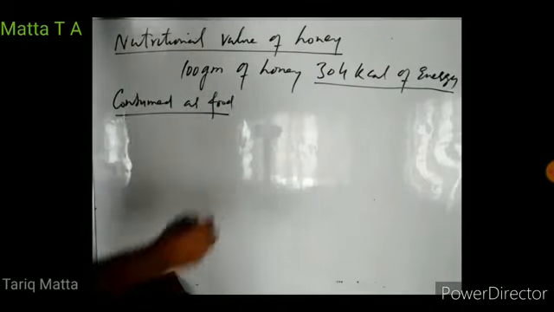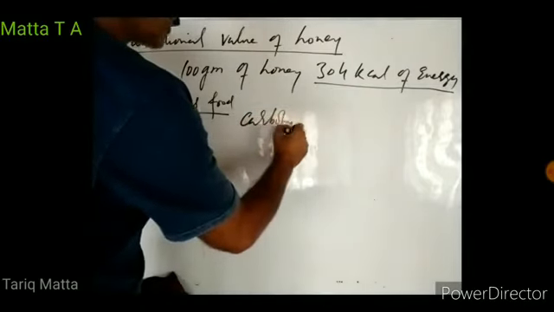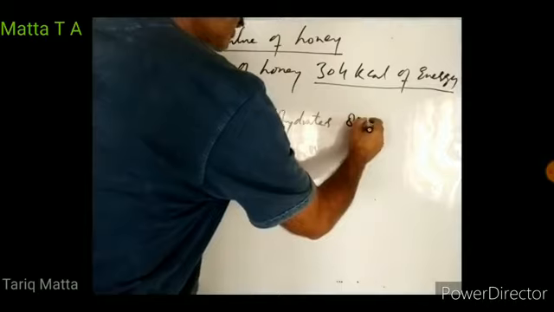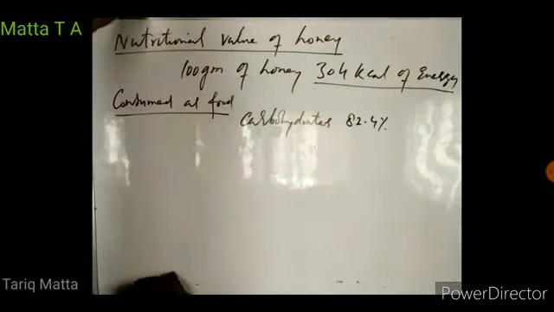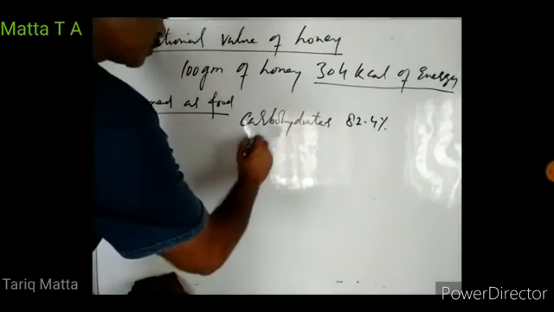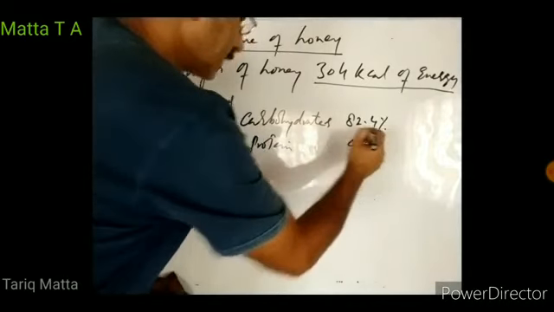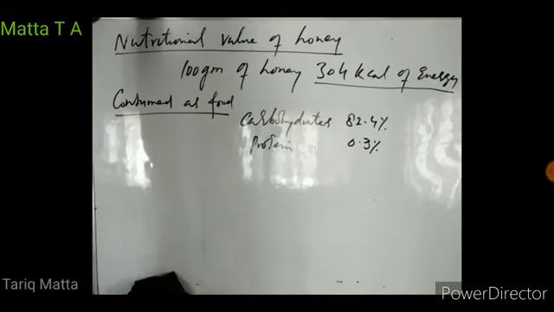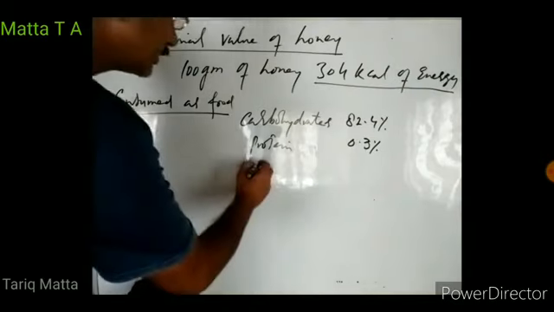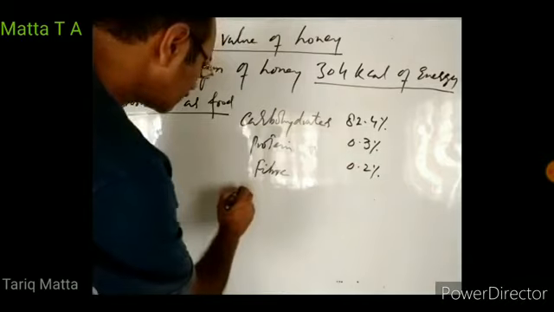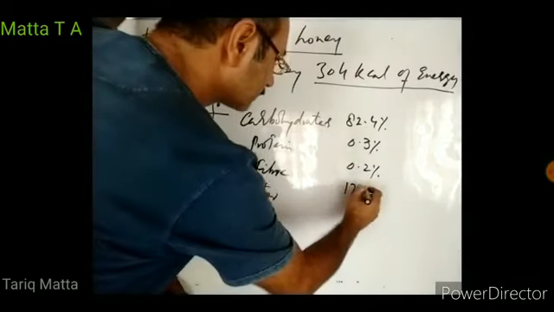It is rich in carbohydrates. The carbohydrate content of honey is some 82.4%. It is low in proteins. Protein content in honey is very less, 0.3%. It is also low in fiber, 0.2%. And it has water, 17.1% water, right?